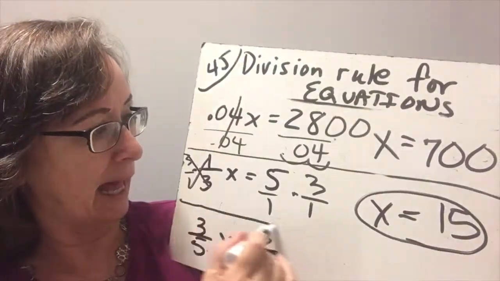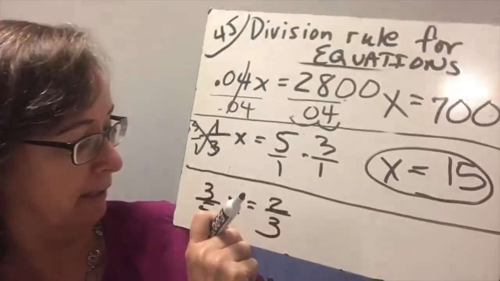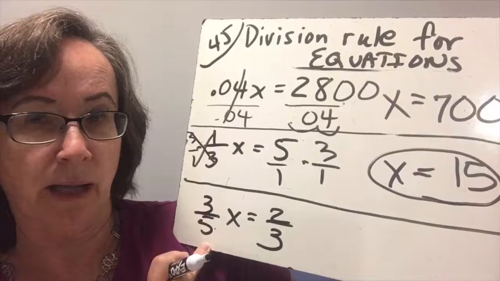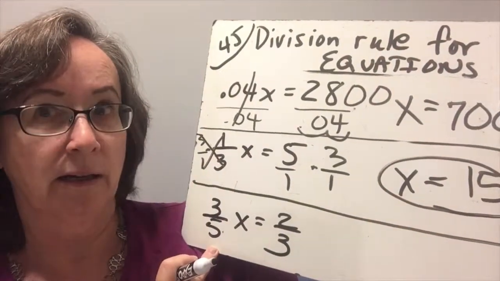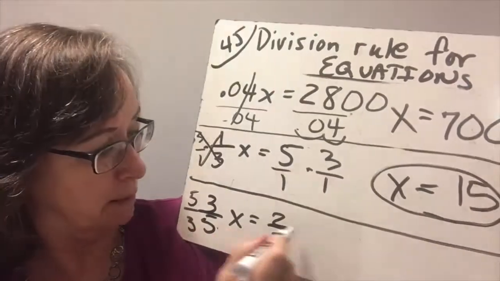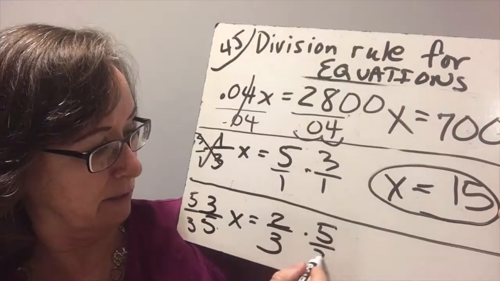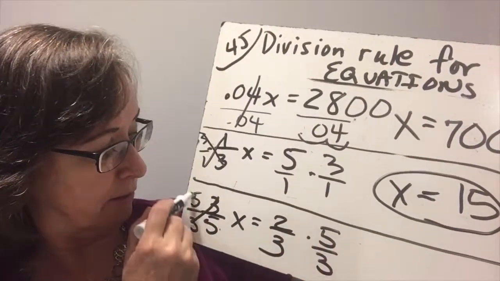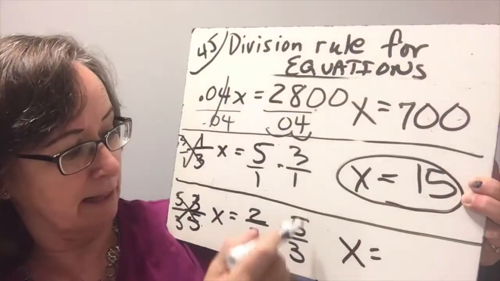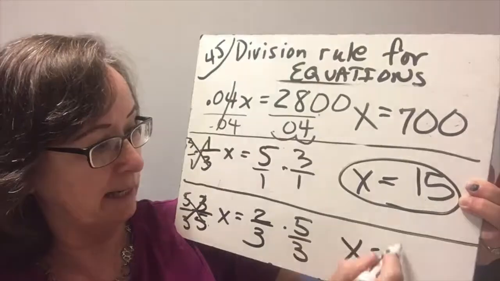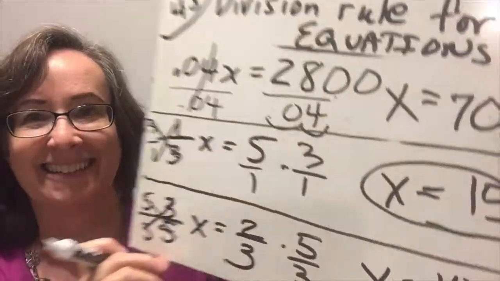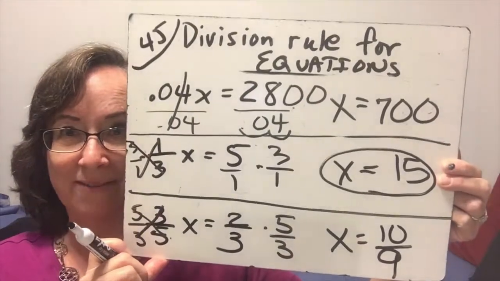And the last practice, hopefully you're getting these right, we're going to multiply by the reciprocal of 3/5 to get x by itself. So we're going to multiply by 5/3 and multiply the other side by 5/3. And now these are going to cancel, and we get x is, oh look, nothing's going to cancel at all. 10/9. And there you have it.